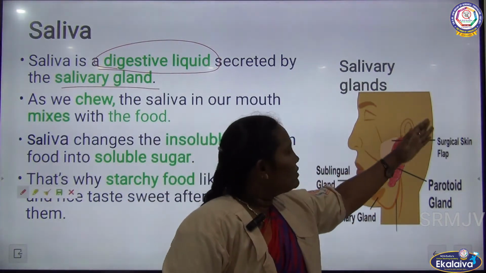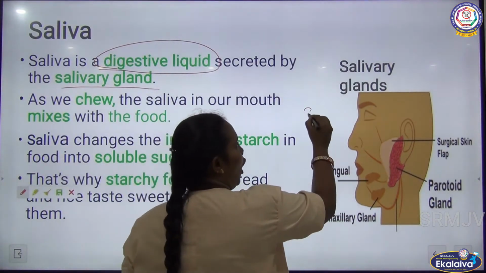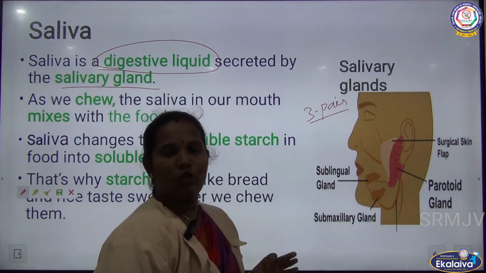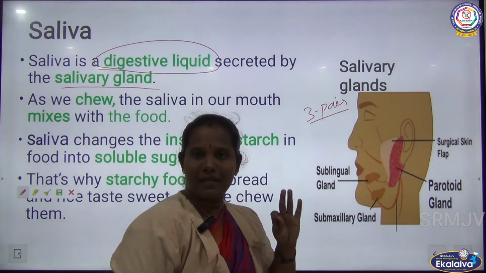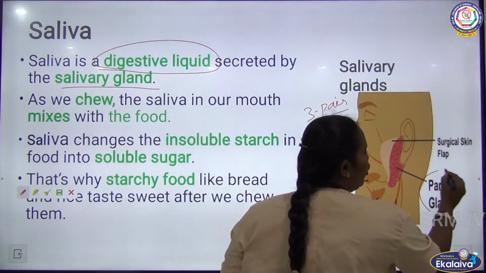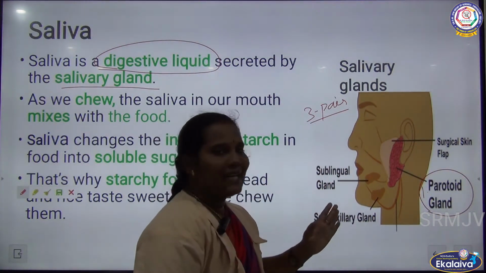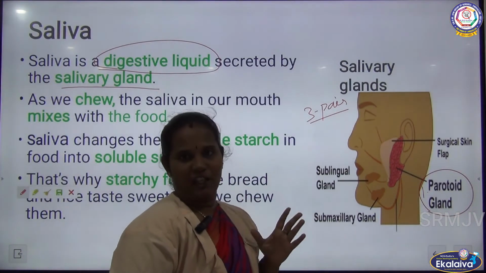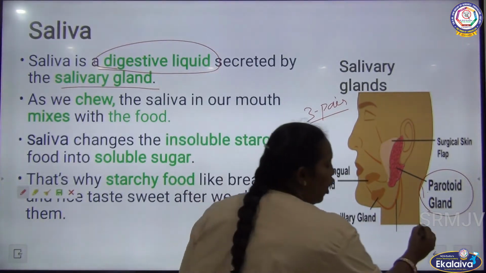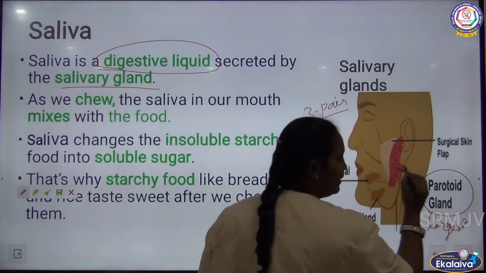We know that we have 3 pairs of salivary glands present in our mouth. How many? 3 pairs. Pair means 2. So 3 pairs of salivary glands are present in our mouth. We have to see them one by one. First one is the parotid gland. The parotid gland is present on each side of the cheek. It is the largest salivary gland in our mouth.